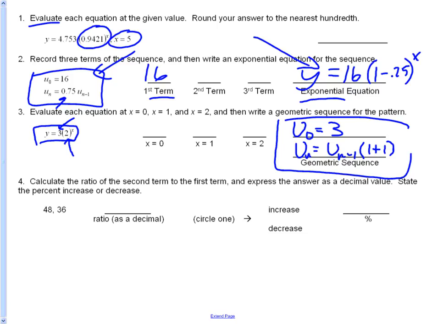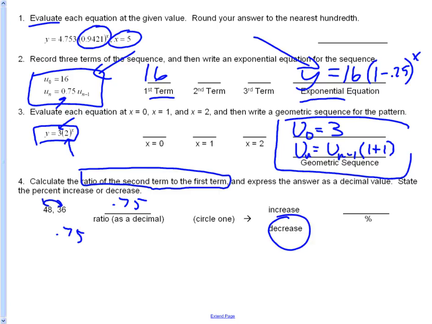All right, this one is just talking about the ratio of the second term to the first term. So you just divide these two. Once you divide those two and you get 0.75, then the ratio is 0.75. And then is that an increase or indicating a decrease? Decrease of what percent? 25%. Because you could rewrite this as 1 minus 0.25. All right, moving on.